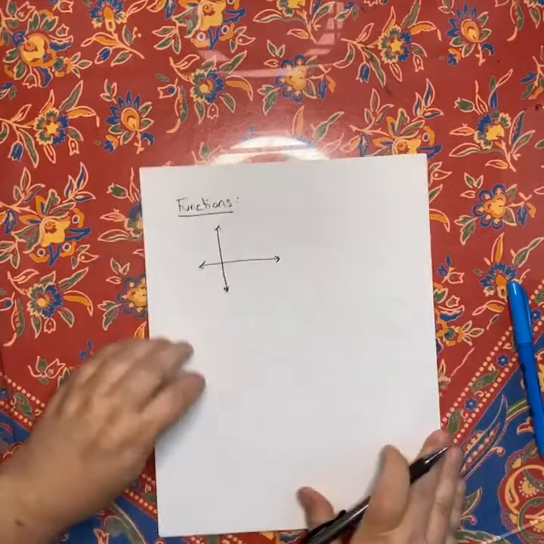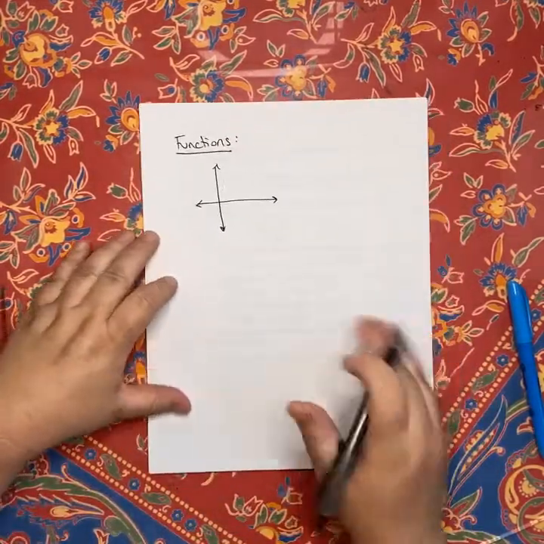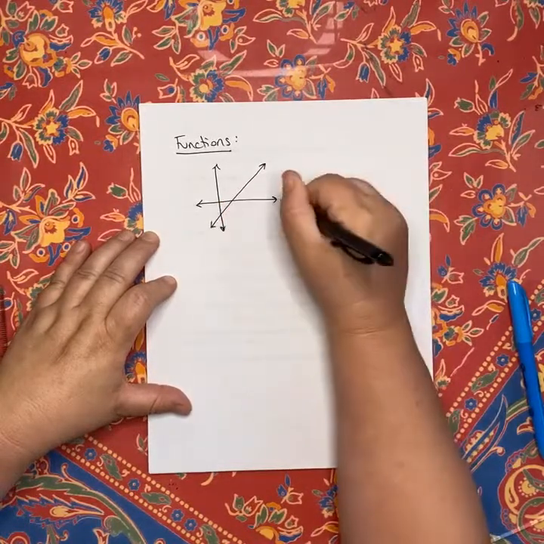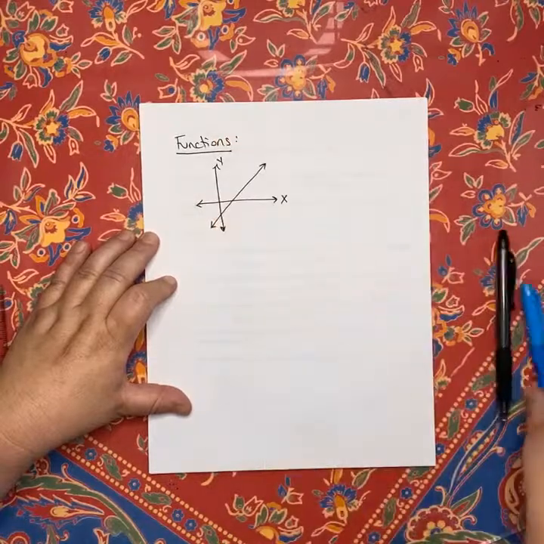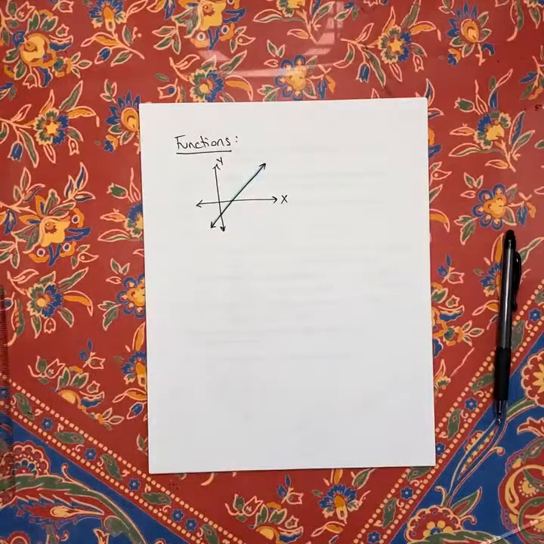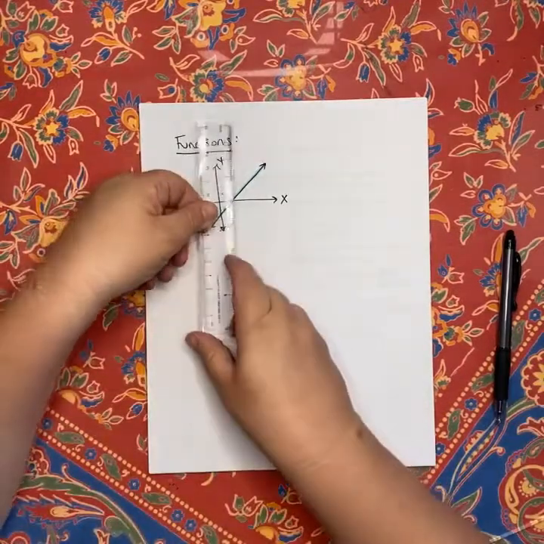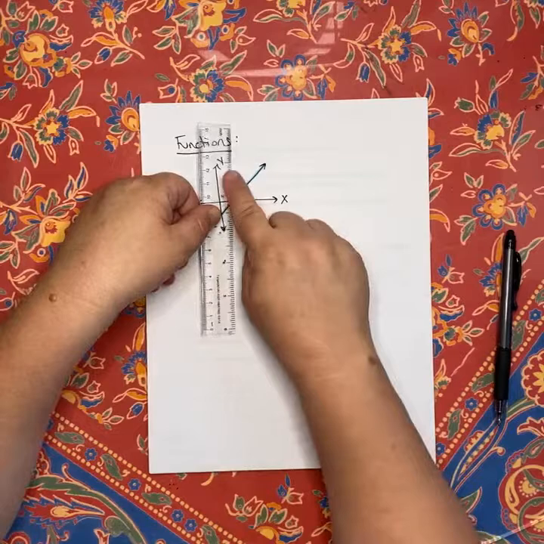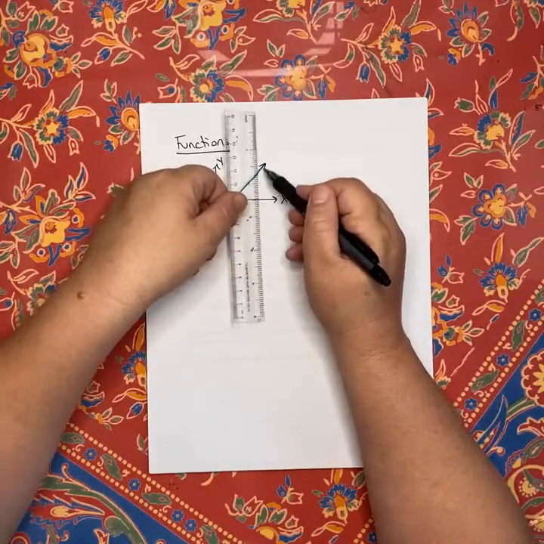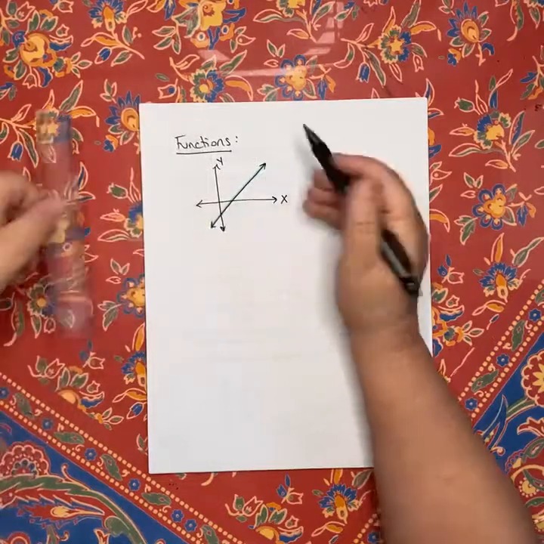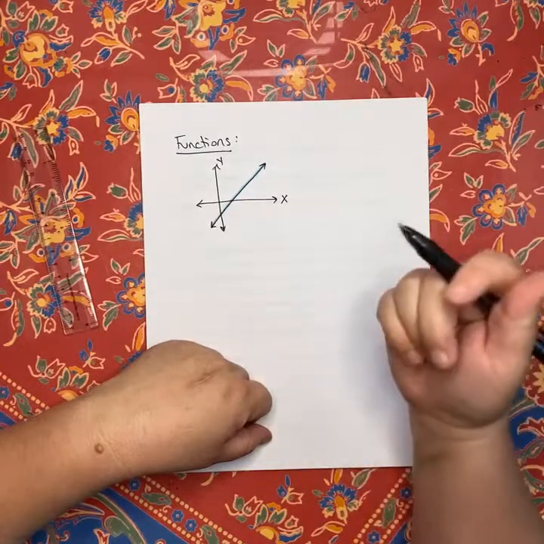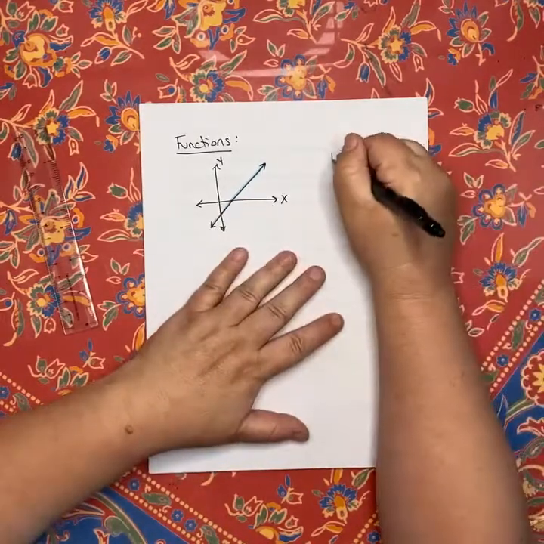But an example of a function would be something like this. If I drew a straight line, this line right here, that is a function. If we look at the vertical line test, if we take a look at a ruler, it goes through once. Every x value corresponds to a single y value. That's a function.